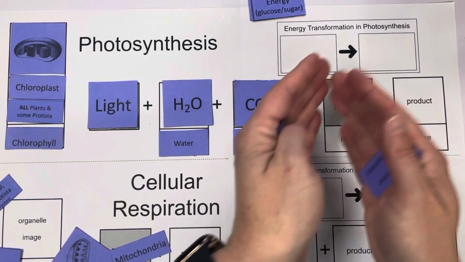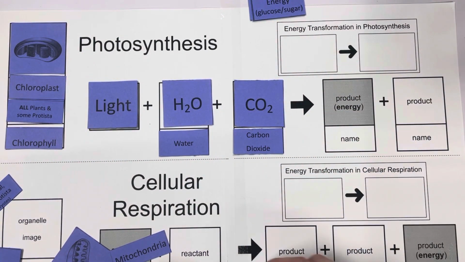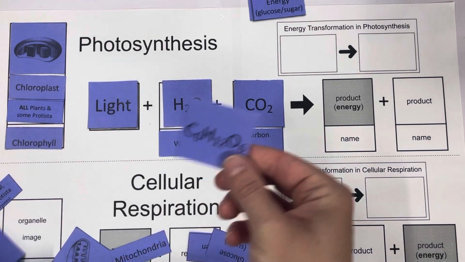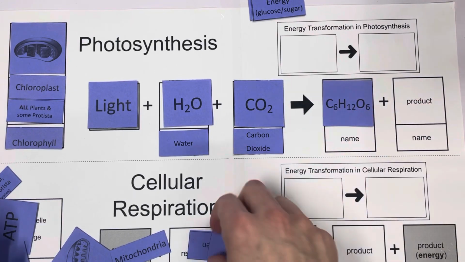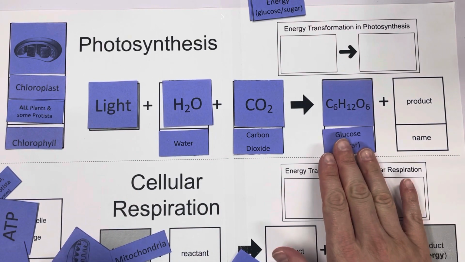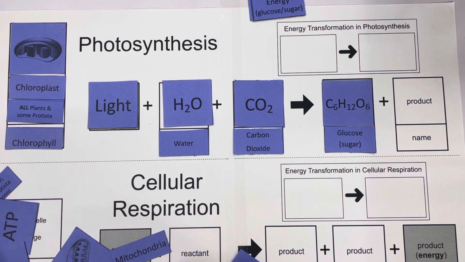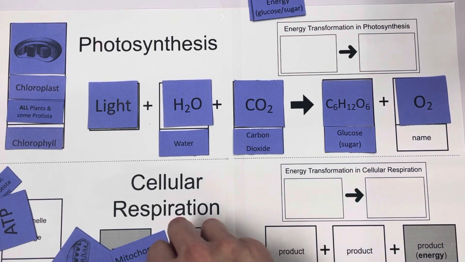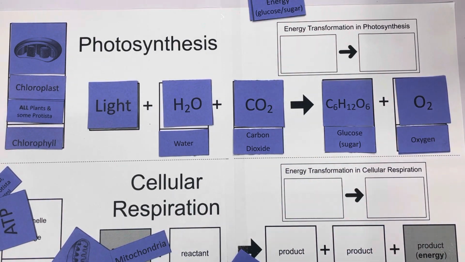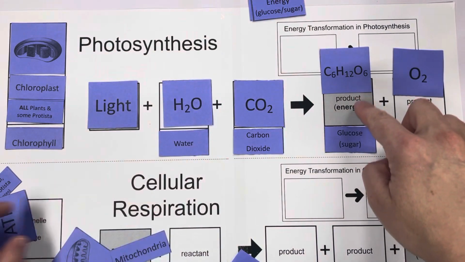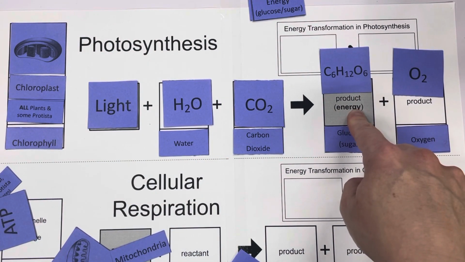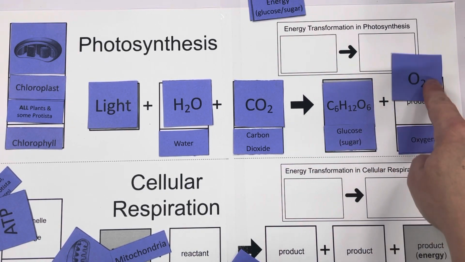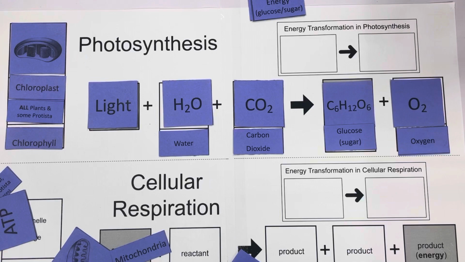And the results, the products, what do we get out of photosynthesis? What does the plant make? The plant is going to make sugar, glucose. Okay, C6H12O6 is glucose. And it also makes oxygen, which is good for us because we breathe that oxygen. So that is the other product. Now, glucose has energy in it, sugar. There is energy in this product, glucose. Oxygen doesn't have energy, but it is still a product.